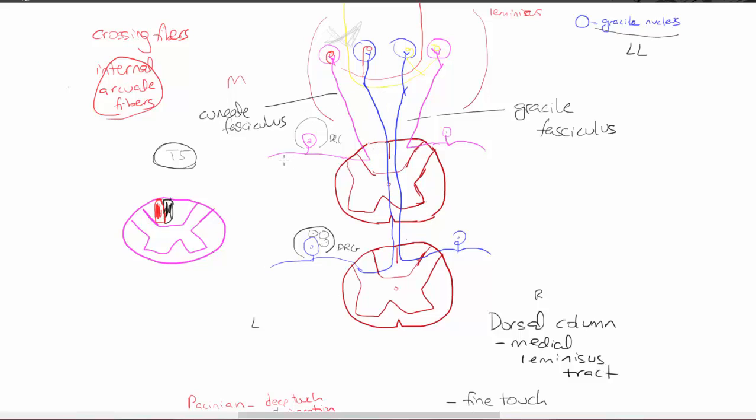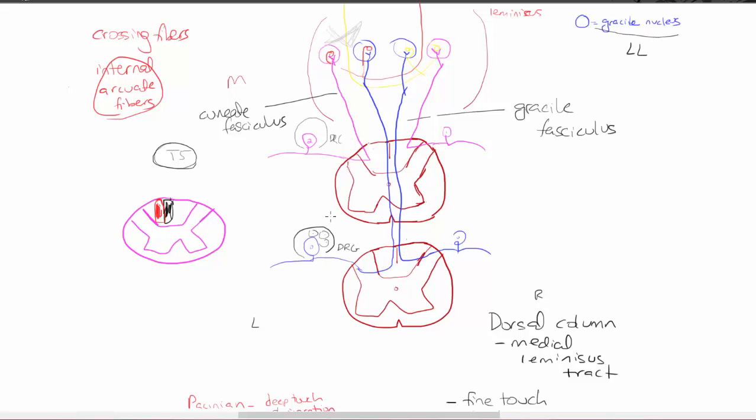If we look higher up, where the upper limb axons will start, and this is around T5 that you'll start to see the upper limb fibers. And so they also have their cell body in the dorsal root ganglion as a pseudopolar neuron, enter the dorsal horn, and it ascends ipsilaterally into the medulla. Now, they're entering in this dorsal part of the spinal cord.